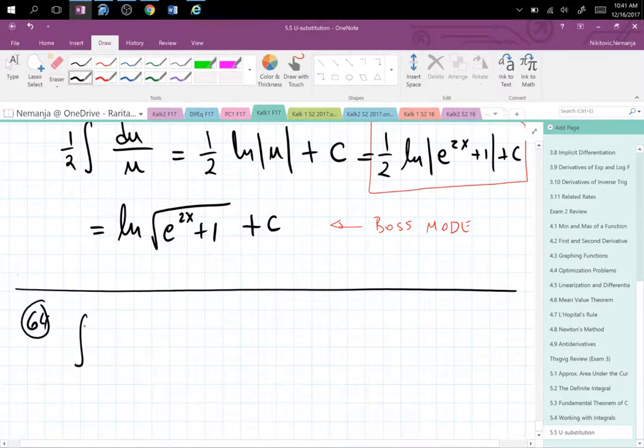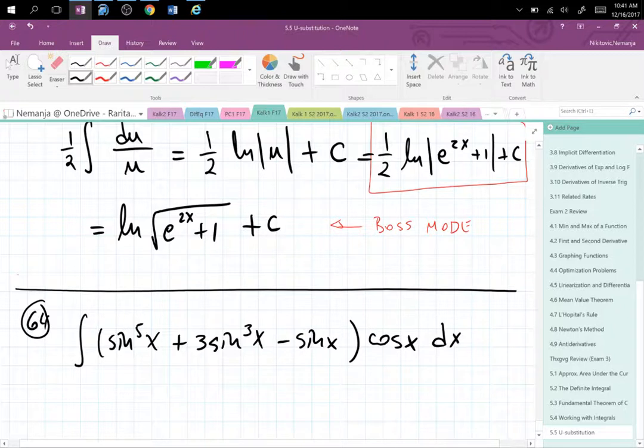It's going to look diabolical, but it's actually very easy. The integral of sine to the 5th x plus 3 sine cubed x minus sine x, times cosine x dx. It's not going to be a problem. The answer is clearly 1/6 sine to the 6 plus 3/4 sine to the 4 minus sine squared plus c. I mean, it's obvious.